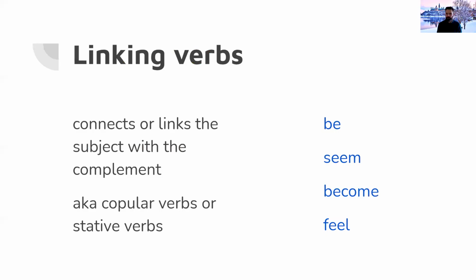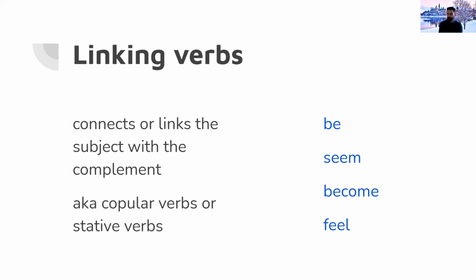Let's now talk about linking verbs. Linking verbs connect or link the subject with a complement that helps describe it or define it. Sometimes we call linking verbs copular verbs or stative verbs. Sometimes different grammar books will use those terms. Here are some examples: verbs like be, seem, become, feel.